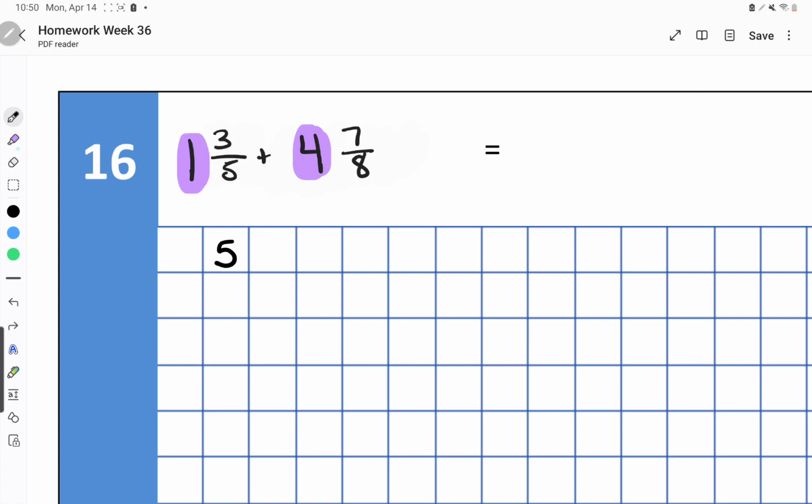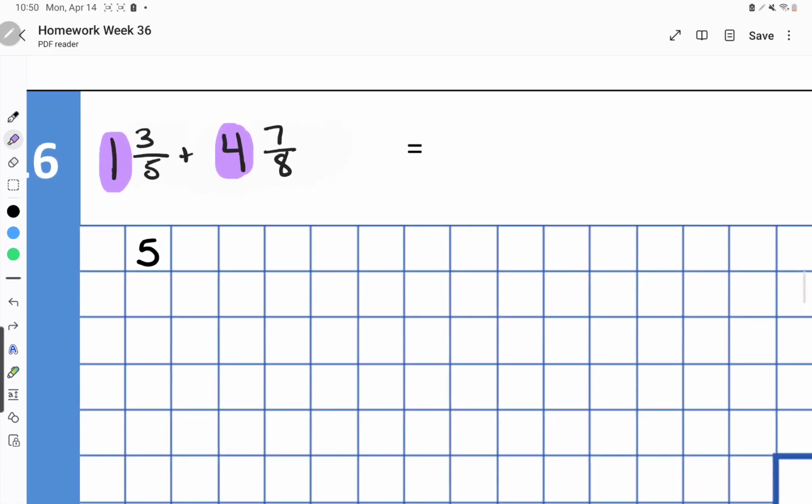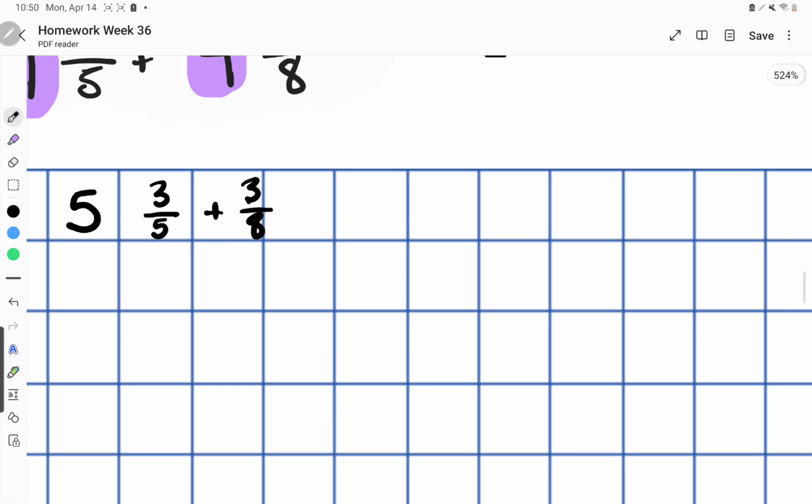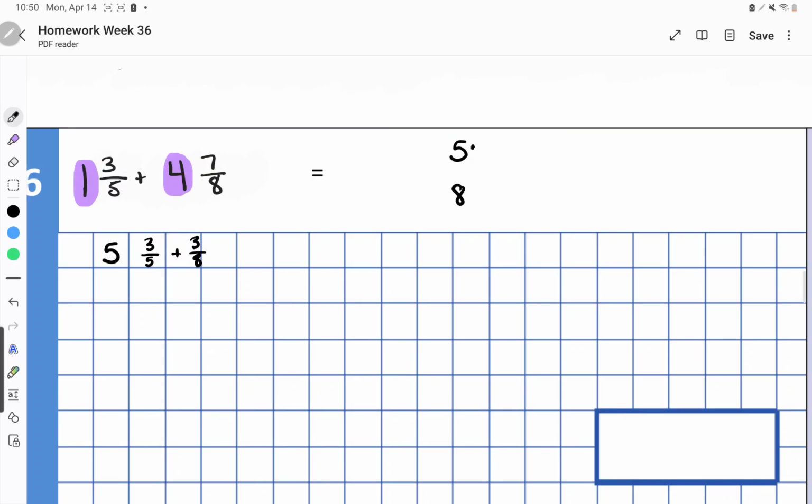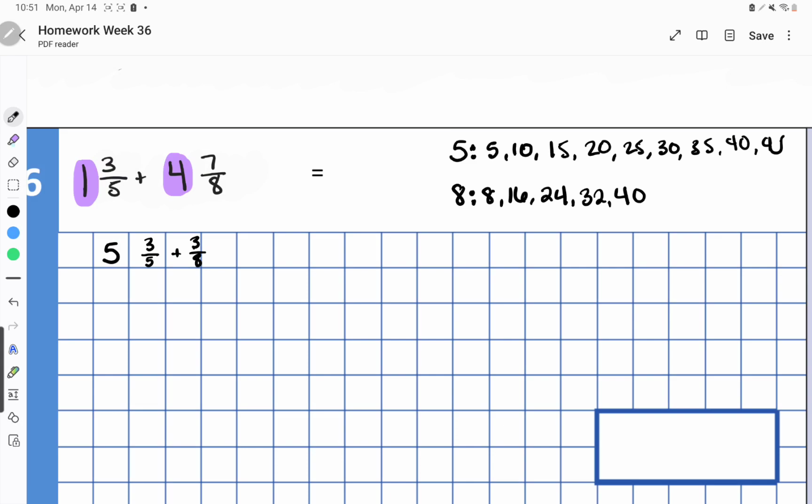Now I'll do my 3/5 and my 3/8. So I have 3/5 plus 3/8 still. Now we know when we add fractions, they have to have the same denominator. So we need to list out our 5s and our 8s. We have 5, 10, 15, 20, 25, 30, 35, 40, 45. We have 8, 16, 24, 32, 40. I'm stopping right here because I have a 40 here and I have a 40 here.